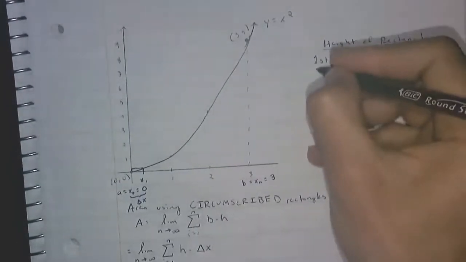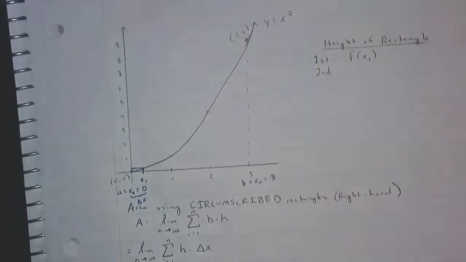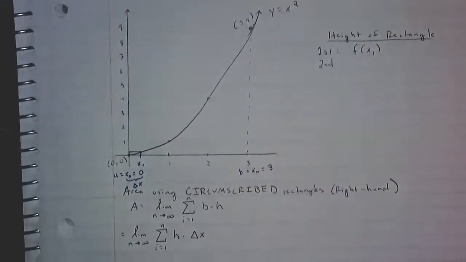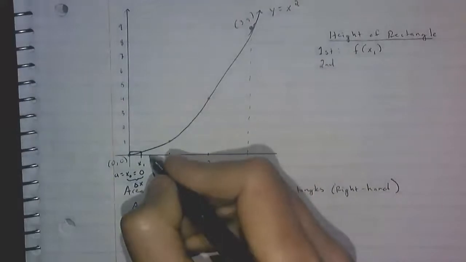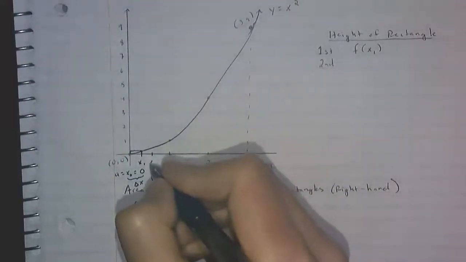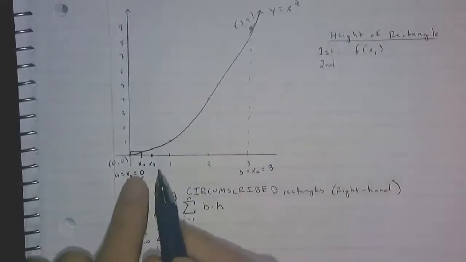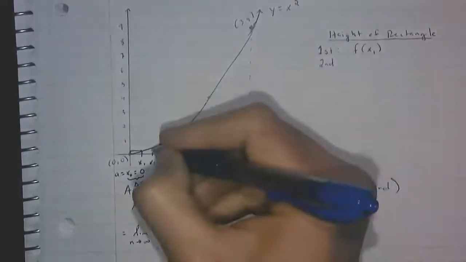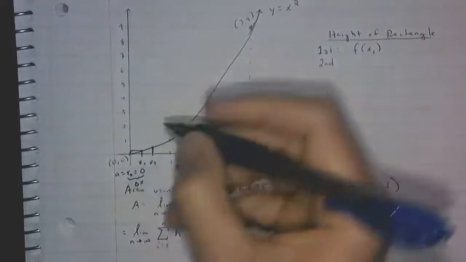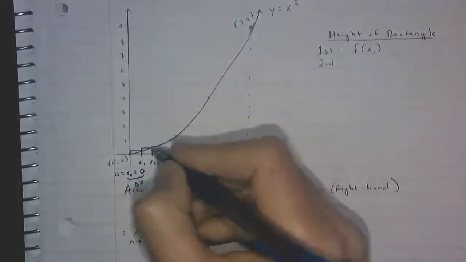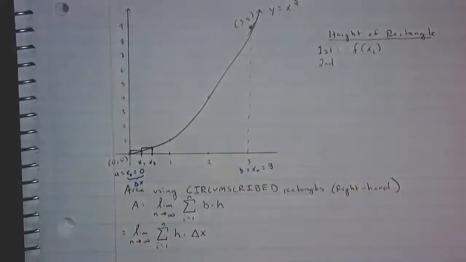And then our second rectangle, we get to x sub 2. Again, the delta here is just delta x. That's our base. We'll use x sub 2 as our input there.